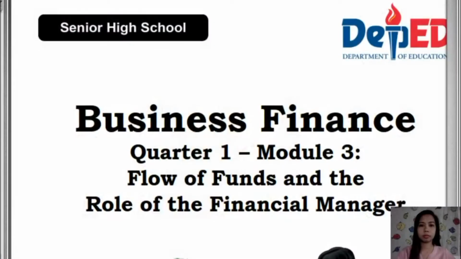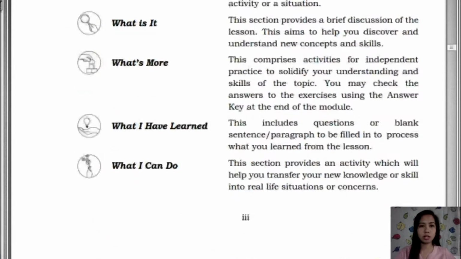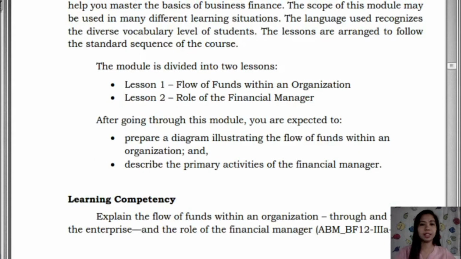Okay, now, so let's continue the discussion for the quarter 1, module 3, which is the flow of funds and the role of financial manager. Okay, so this is module 3. So the lessons under module 3 are, from the title itself again, the flow of funds within an organization and the role of financial manager.